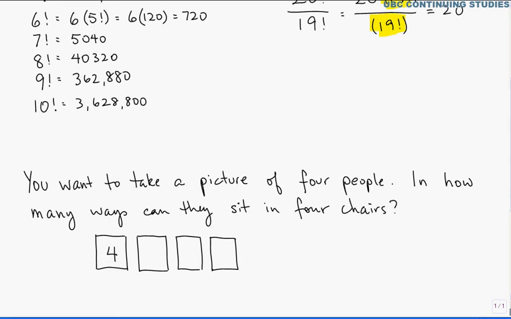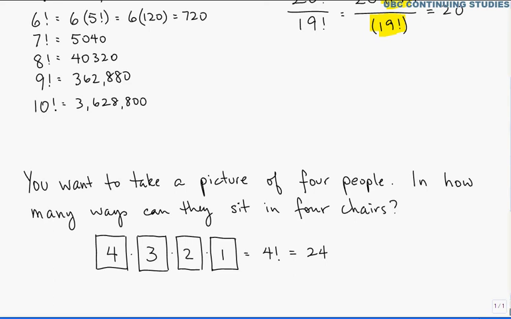Now, once you have 1 person sitting, there are 3 people still standing. And so therefore, you've got to pick one of those 3 to sit down in the second chair. And now there are only 2 people standing, and so you've got to pick one of the 2. There are 2 ways you can pick one of those 2 people. And once you've got 3 people sitting, there's really only 1 possibility for that 4th. And these numbers multiply to give you 4 factorial, which in this case is 24. So there are 24 different pictures you can take.